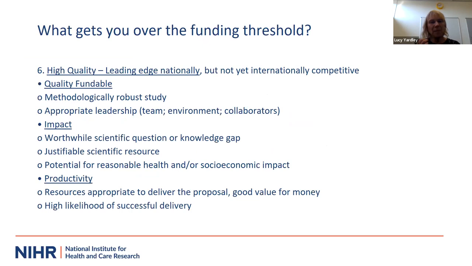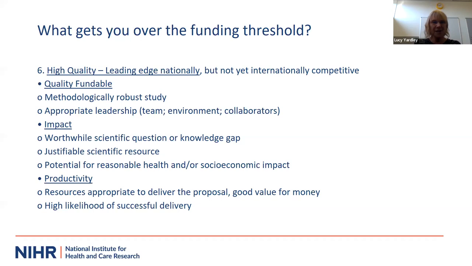So what gets you over the funding threshold? I thought I would just direct your attention to the criteria that as a panel we are asked to use. And you'll see that at a rating of six, your proposal should be high quality, fundable, methodologically robust, with an appropriate team, worthwhile question, justifiable resource, potential for impact, and you have the resources to deliver it. And I have to tell you that something that is rated six will never make it through this panel, because the ones that make it through are usually rated eight and above. So next slide.